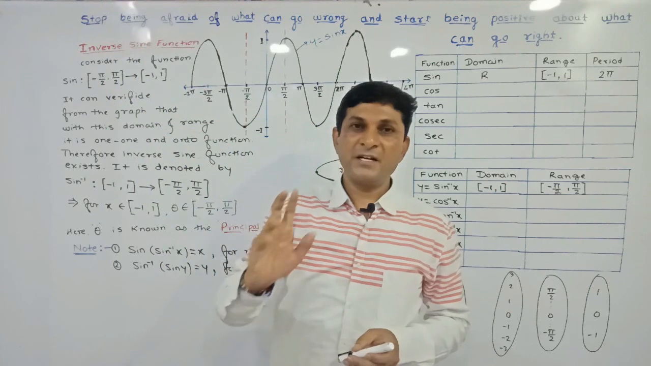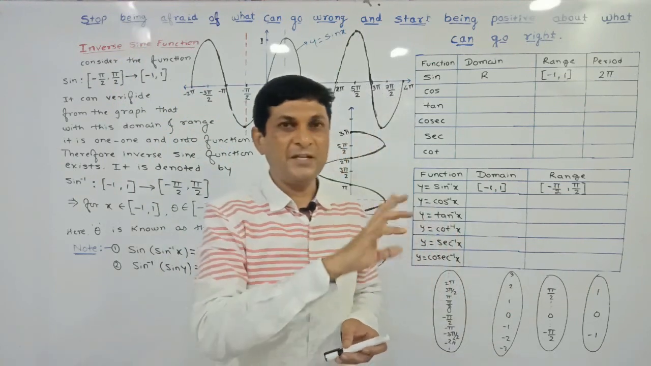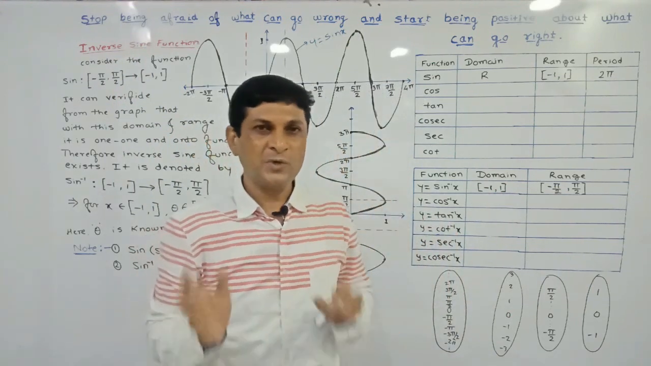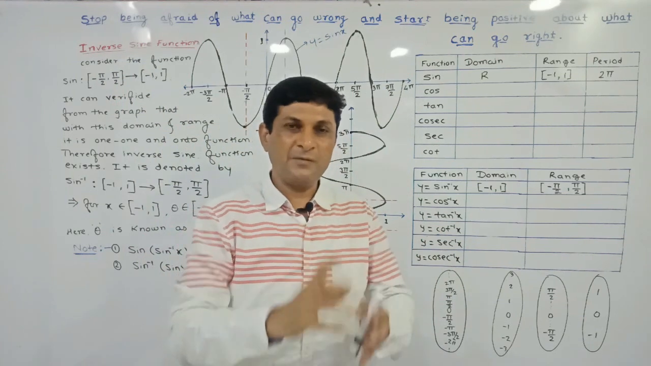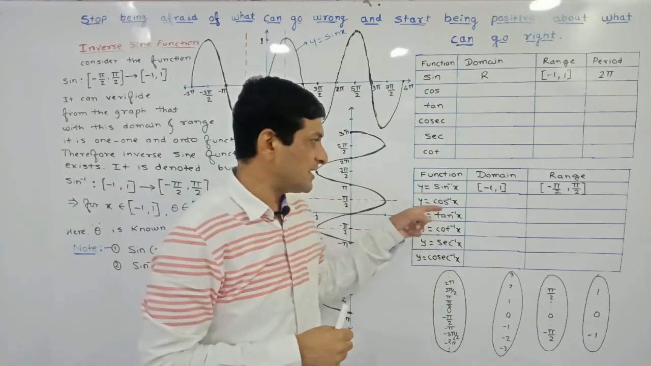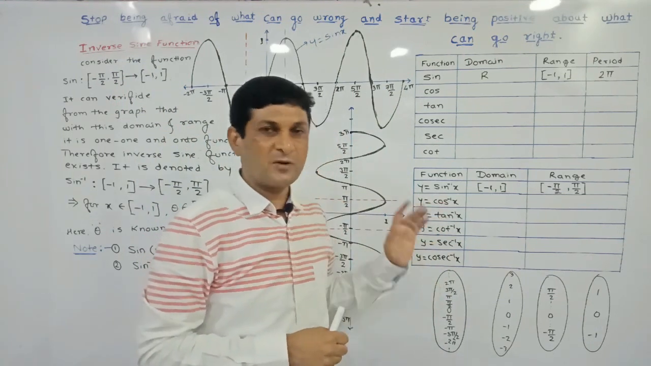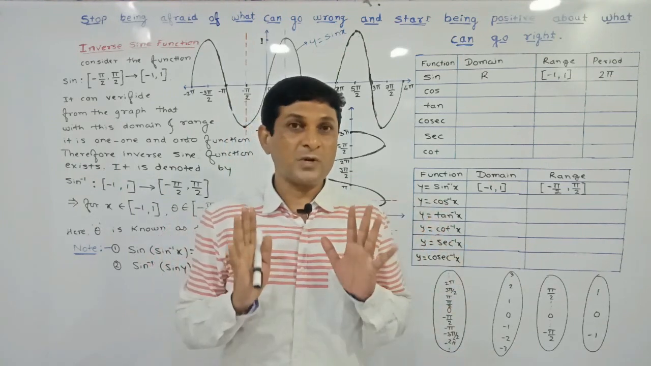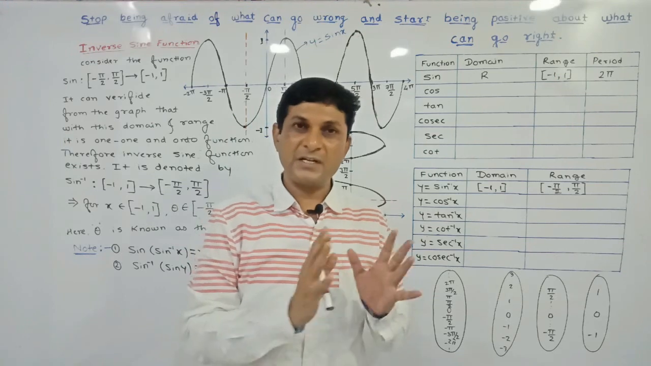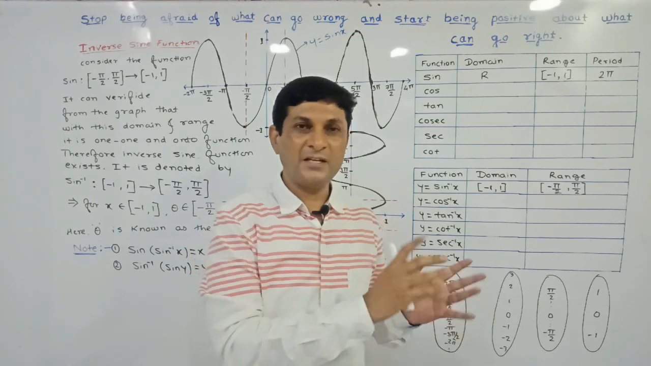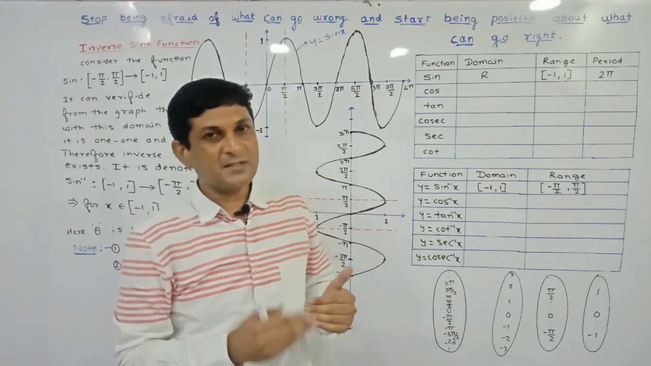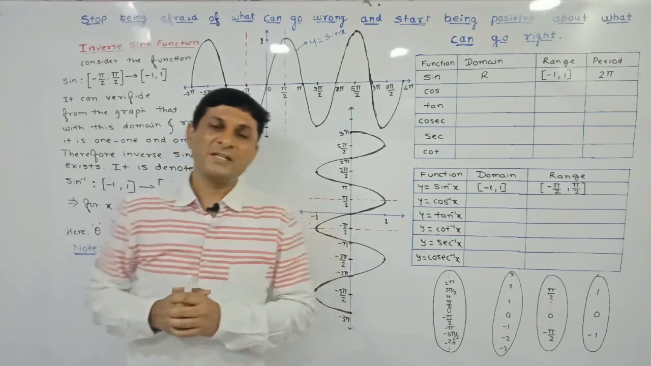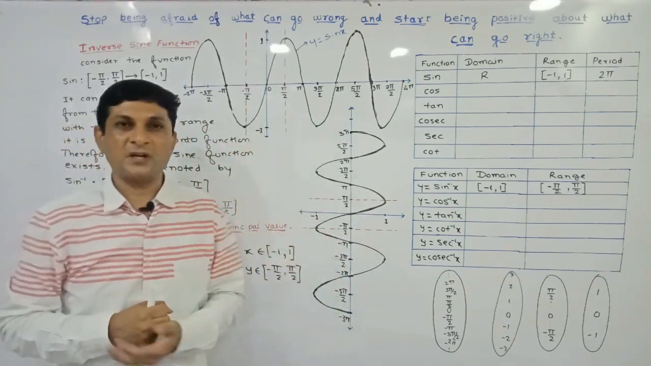If the result related with inverse sine function, sine inverse of x, gets clear to you easily, you yourself will be able to understand the results related with the remaining inverse trigonometric functions like cos inverse, tan inverse, etc. Isn't it? So try to understand very carefully the result related with sine inverse of x. To understand this result, first let us try to understand the graph of sine function.